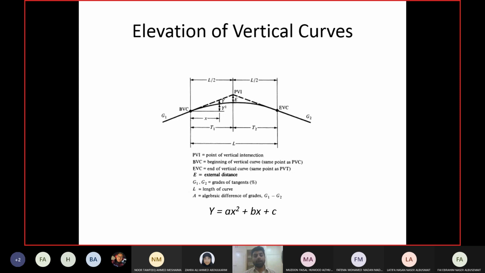Then we have Y1. What is Y1? Y1 is the difference in elevation between the beginning of the curve and the highest point on the curve. So on this curve, there is a highest point, the point with the highest elevation. The difference between this point and the beginning of the curve is Y1. So Y is the difference in elevation between the gradient or the tangent and the curve. It is called offset, and its value equals ax square, the first term in the parabolic equation. And Y1 is the difference in elevation between the highest or the lowest point on the curve and the beginning point.